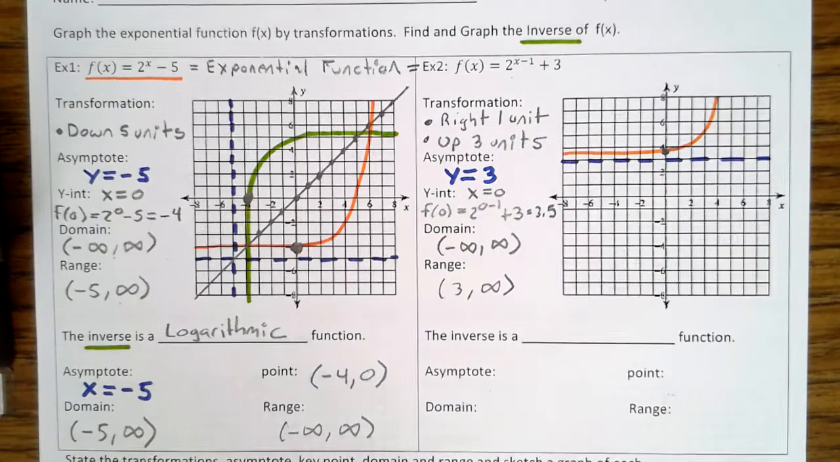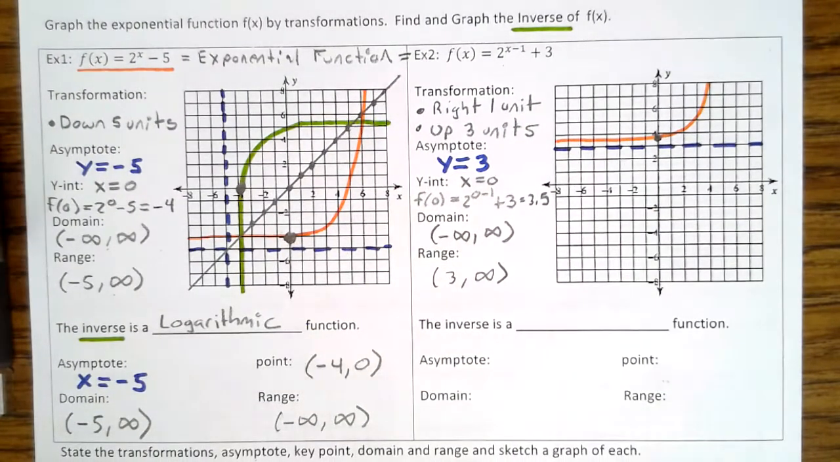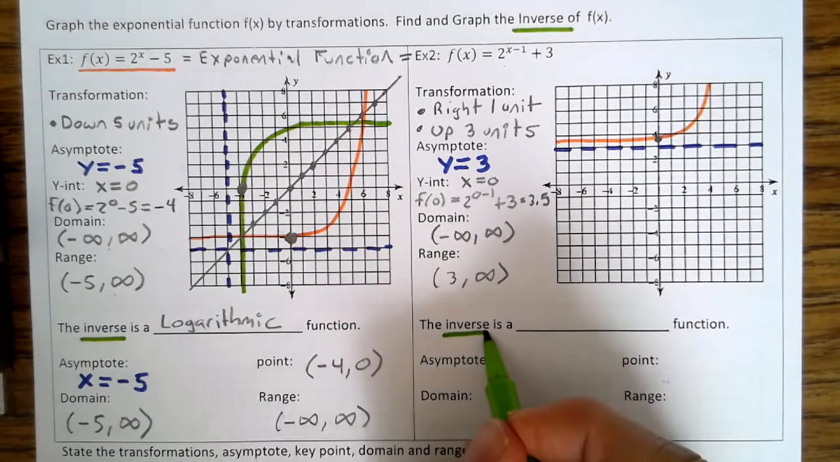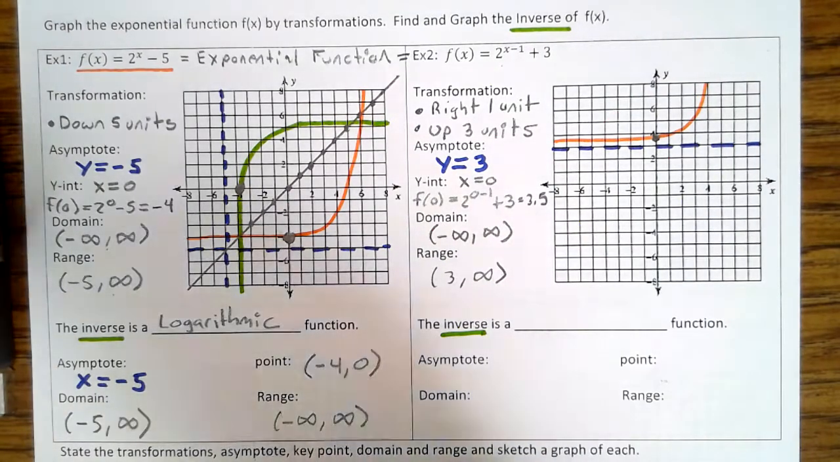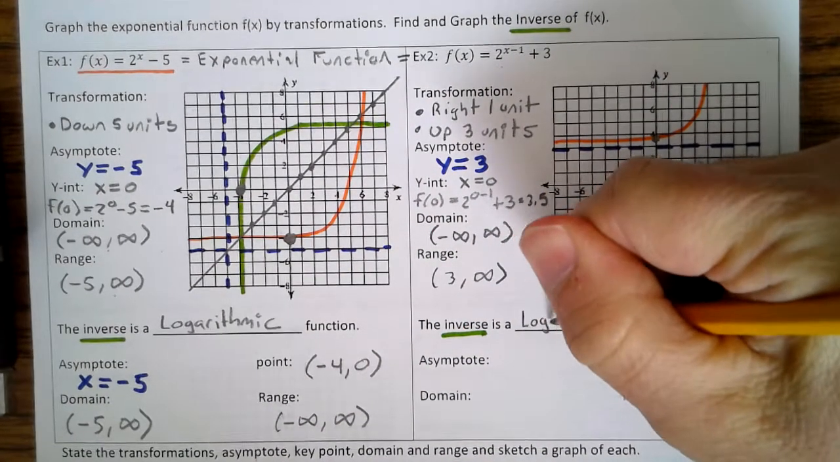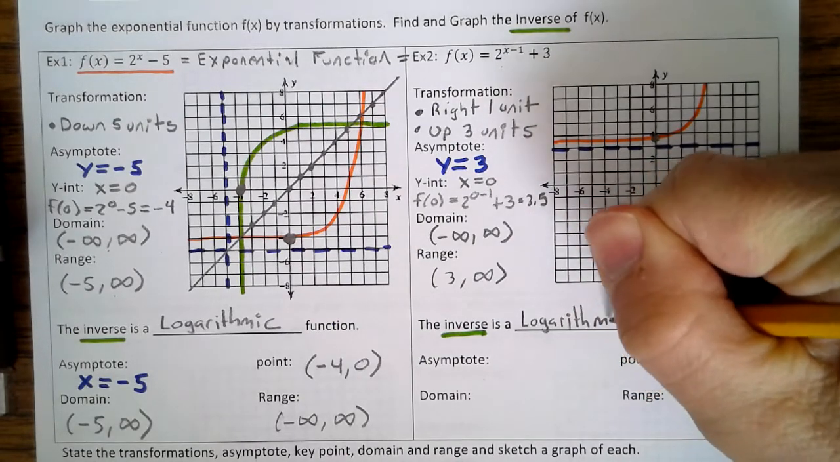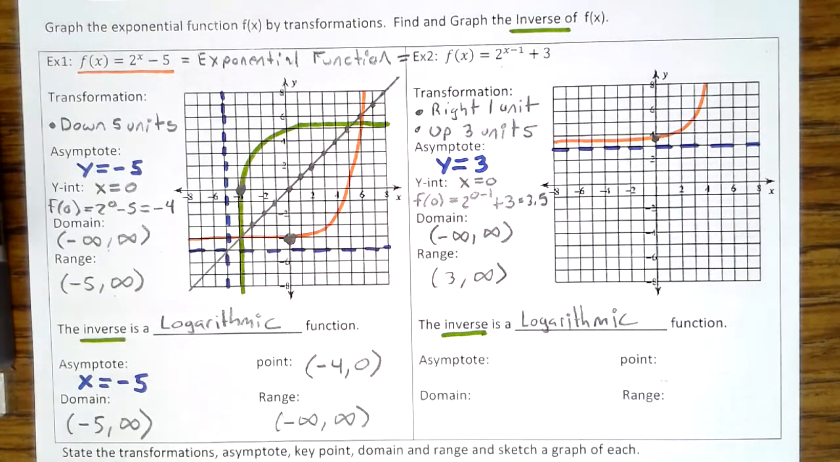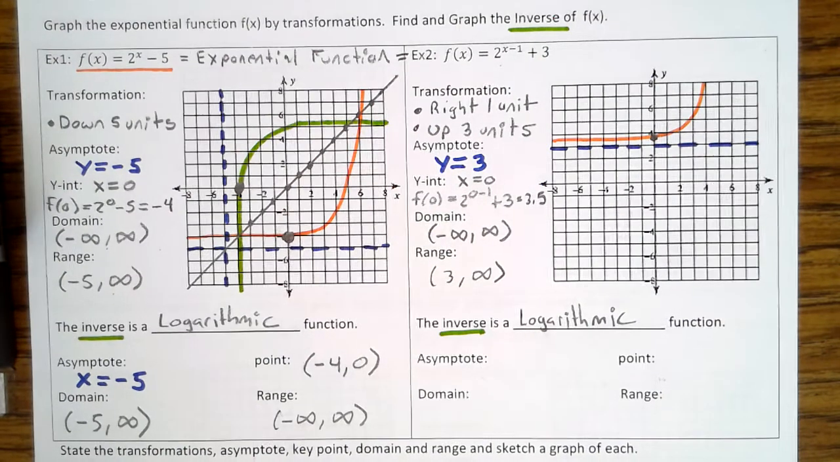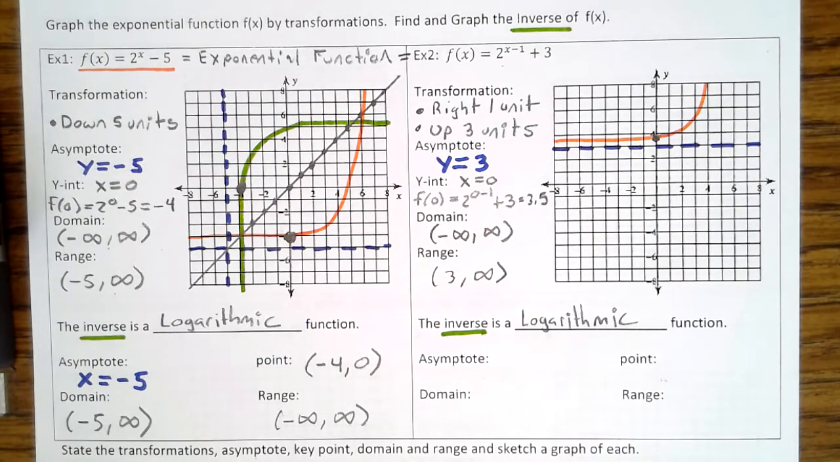Again, I'm going to graph the inverse in green, and we know the inverse of an exponential function is a logarithmic function. Now, we know with inverse, the asymptote switches, so it was y equals 3, now it's x equals 3.